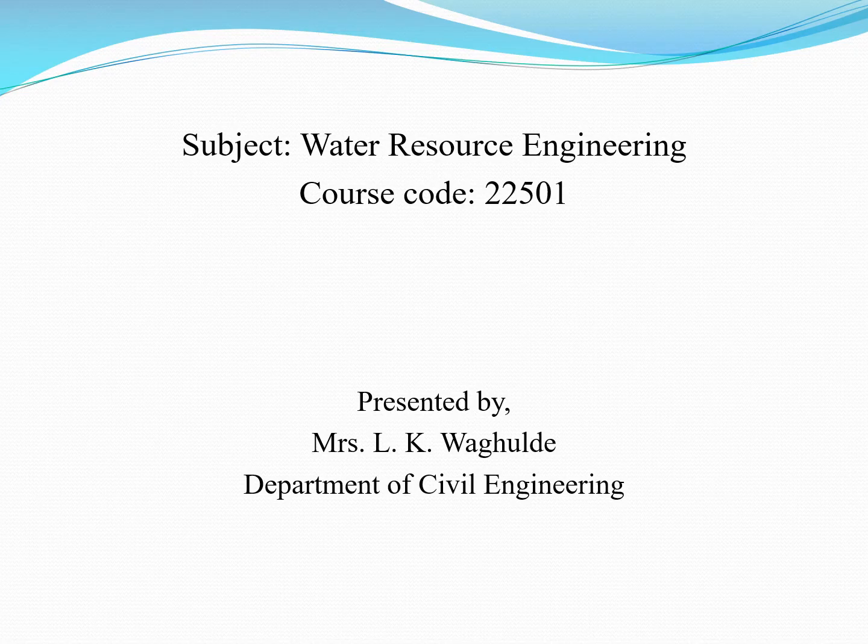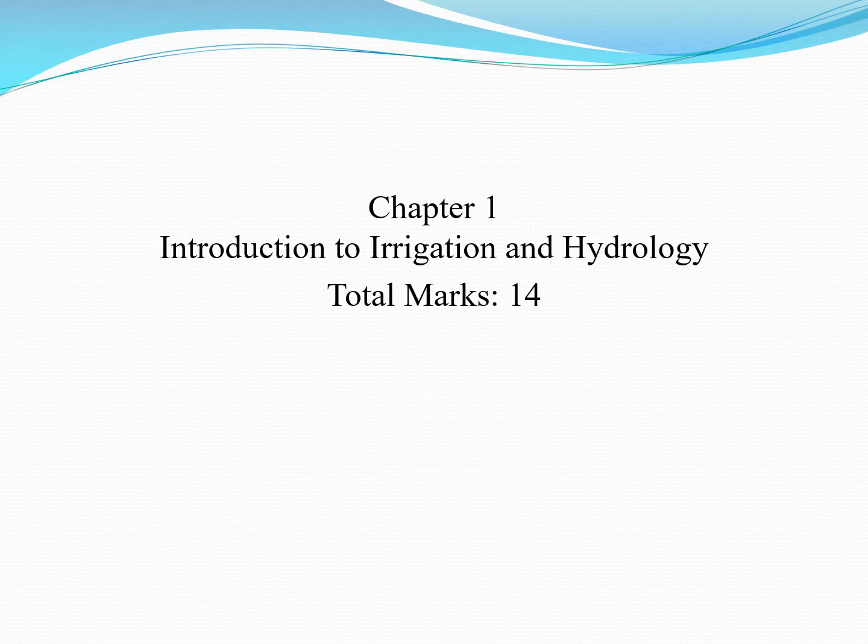In this video, we are discussing water resource engineering. The course code given to the subject is 22501. Next, let's get started from Chapter 1, Introduction to Irrigation and Hydrology. The total marks given to this chapter 1 is 14.